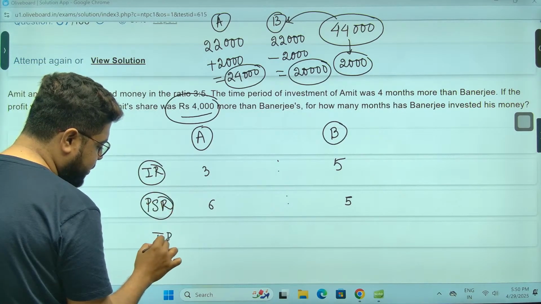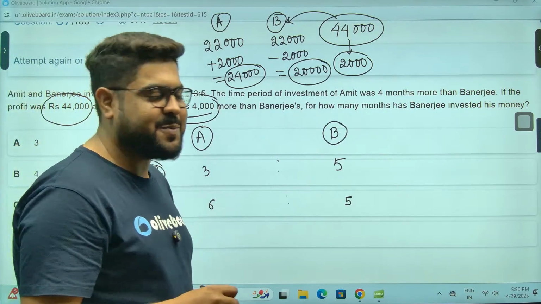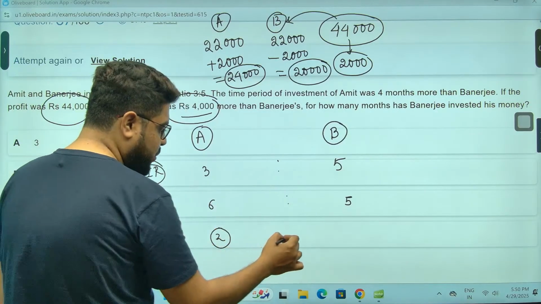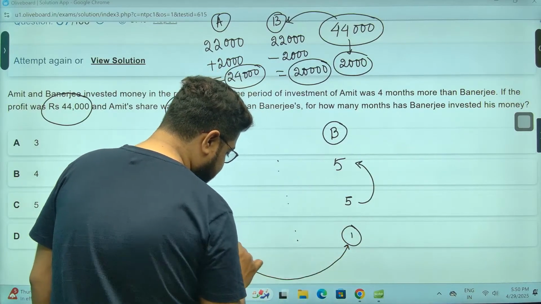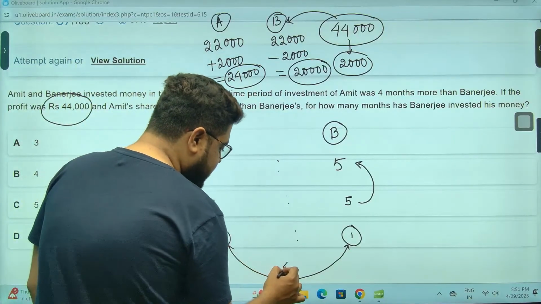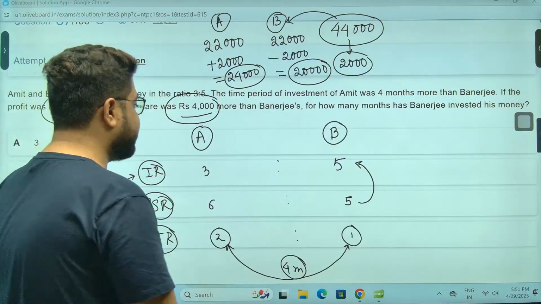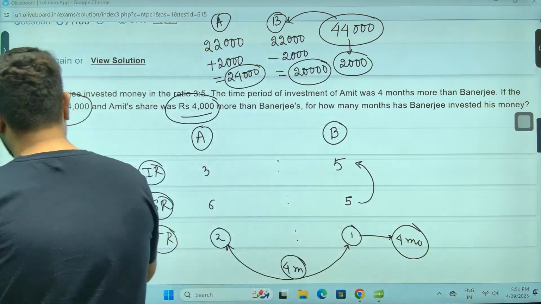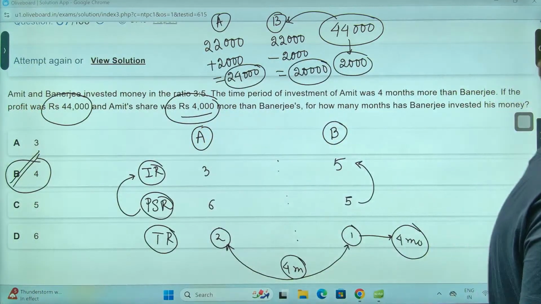Sir, what will be time ratio, sir? Profit sharing ratio by investment ratio is your time ratio. Sir, divide kar do, 6/3 is 2, sir. This by this is 1, sir. So this difference is 4 months. You see, Amit was 4 months more than this. So this difference of 1 unit is 4 months. They are asking for how many months Banerjee invested his money. So this one part ka value will be 4 months only. That is option B. Option B is the correct answer.